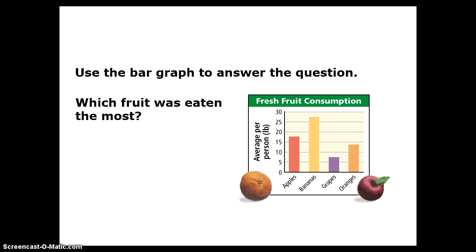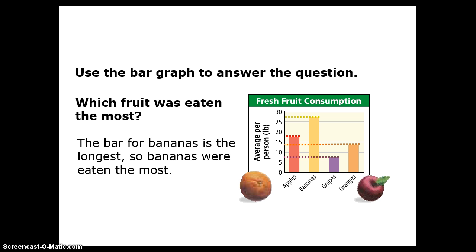Let's use this bar graph to answer some questions. The first question, which fruit was eaten the most? Well, this is a very simple question to answer. I just look for the bar that is the highest, because the frequency of that fruit would appear the most. And in this case, the bar for bananas is the longest, so bananas were eaten the most.